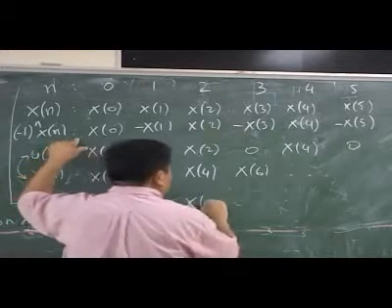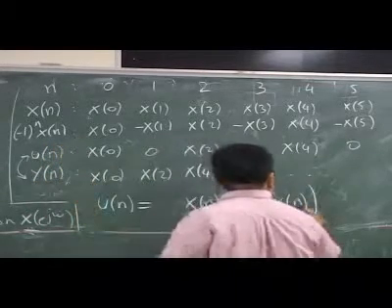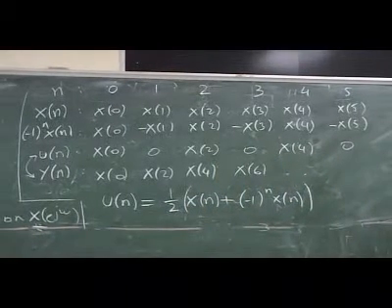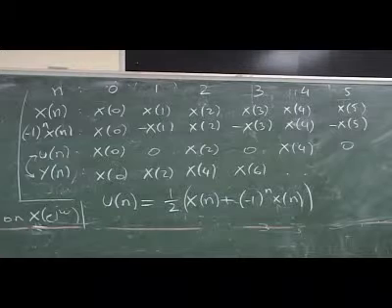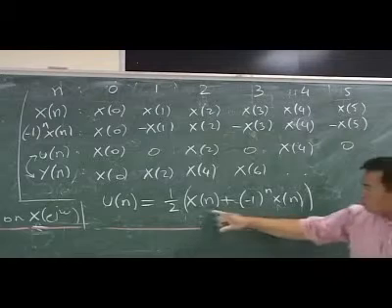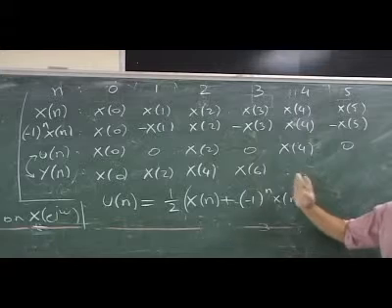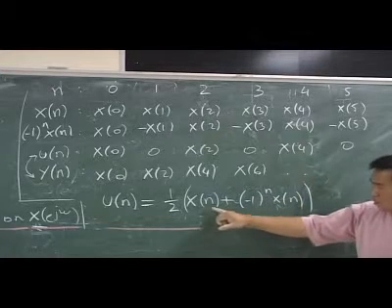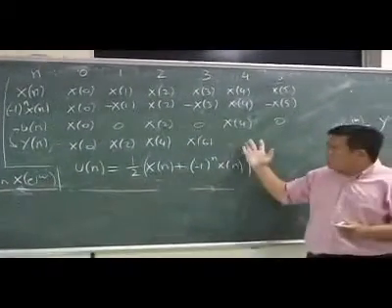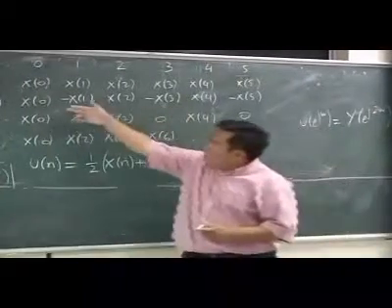X of n added to minus 1 to the n times x of n, divided by 1 half. Right? Is that clear? When we do this, what happened then? On index n, what happened to n equal to minus 1? X of 1 minus x of 1 is 0. And so on. Right? So this actually cancels out all the odd index samples. And then the even index samples can be divided by 2.